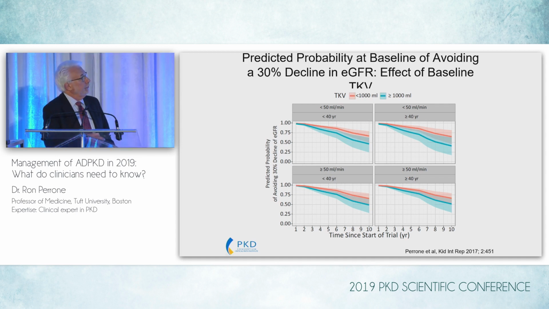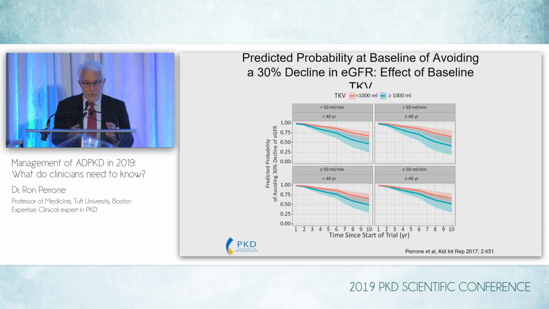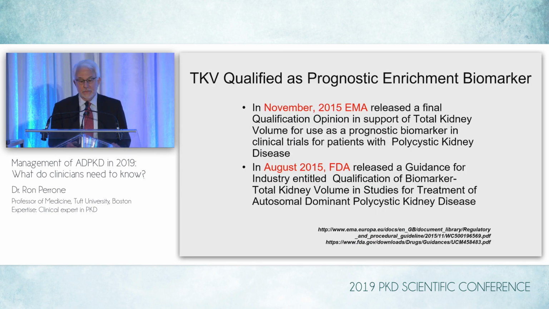And if you just dichotomize the group into kidney volume less than 1,000 or greater than 1,000, you can see that irrespective of the age or the GFR, so for example, the bottom panel shows those with GFR greater than 50, and younger than 40 or older than 40, having a larger kidney volume predicts a greater likelihood of developing a 30% decline in eGFR. Similarly, if you have a GFR below 50, and again, younger individual, less than 40, older than 40, total kidney volume separates and larger kidneys are predictive of a greater likelihood of developing a 30% decline in eGFR.